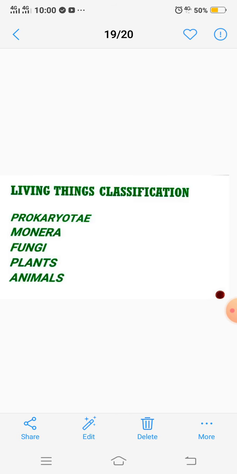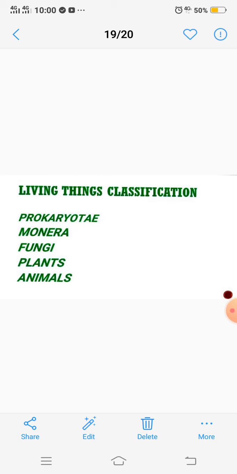And we have already discussed in the last chapter that the whole stuff in this universe is divided into two main groups. One is called living things and the other is non-living things. And living things are divided into five main kingdoms or groups, and the names of those groups are prokaryotes, which are the unicellular, tiny animals, the microorganisms, and Monera. The third one is fungi, the fourth one is plants, and the fifth one is animals.